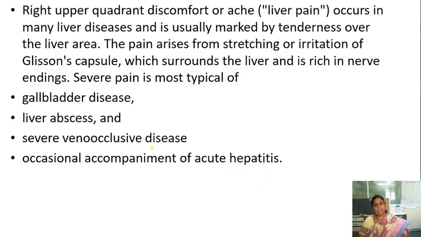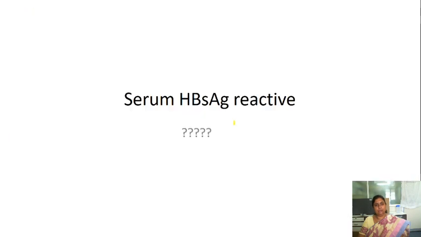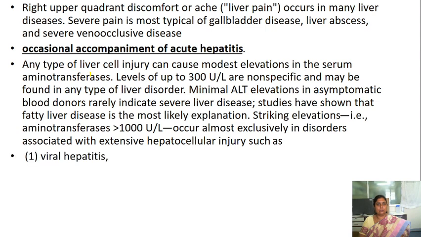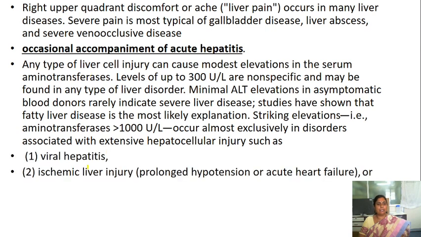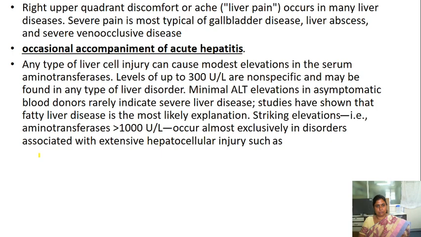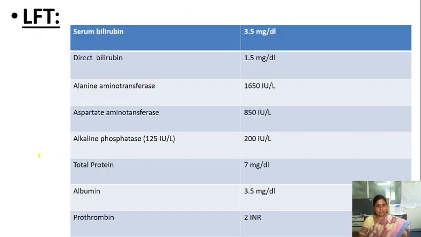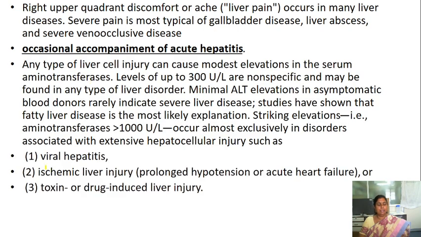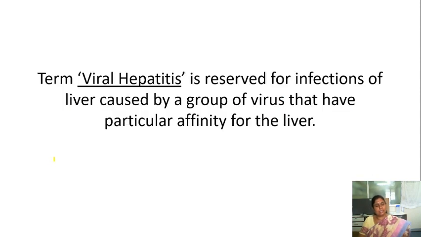And we said that, okay, what if the serum HBsAg is reactive? Okay, this could be viral hepatitis. Actually this slide should come before. It could be because of viral hepatitis, it could be because of ischemic liver disease and toxin induced liver disease. So this LFT picture can occur in these three conditions. Now if this patient is HBsAg positive, that will tell us that it is viral hepatitis.